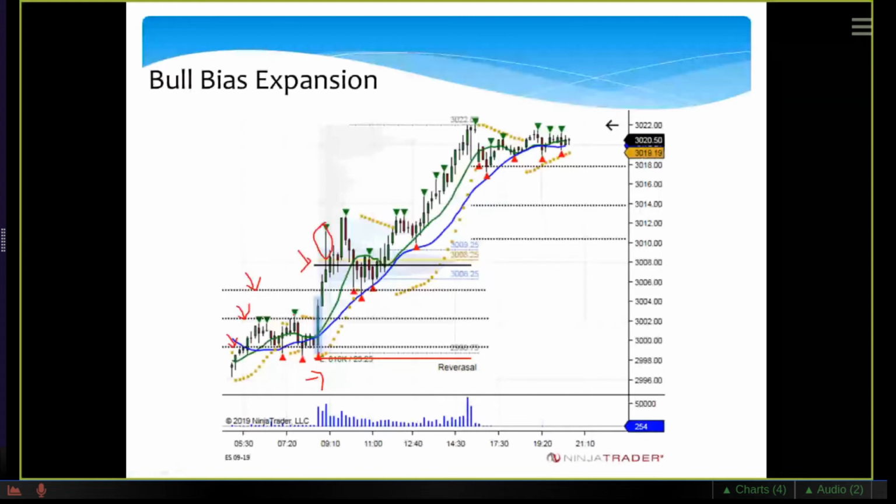The first impulse move was to the upside. It broke through the upper window. It established a bullish bias. Now, with a bullish bias, buyers have to defend pullbacks. So if sellers wanted to sell into it, they have buyers now.